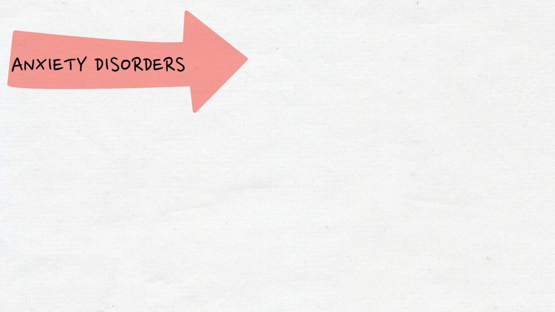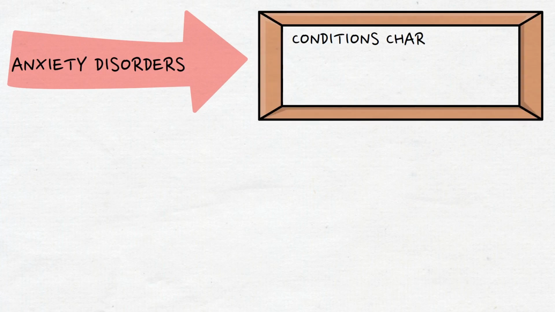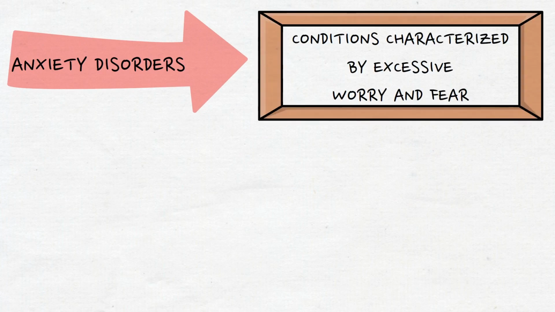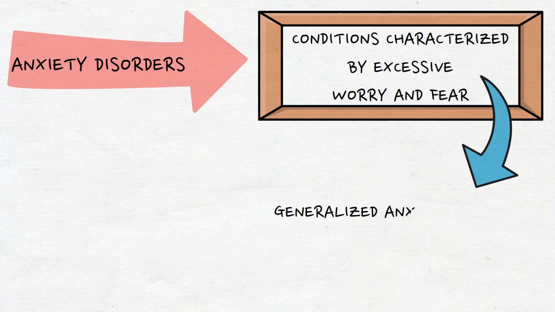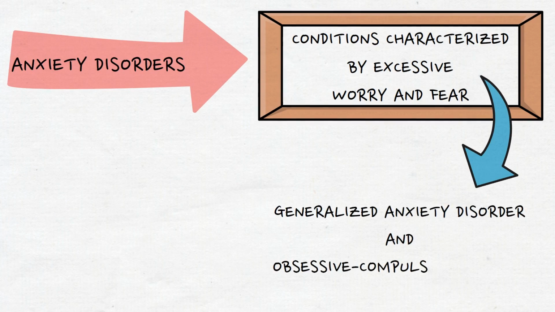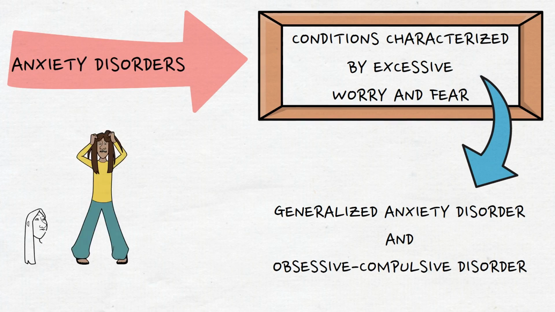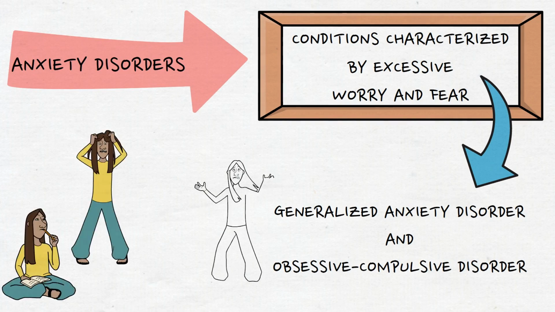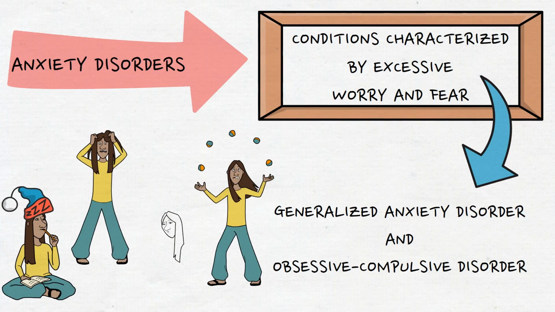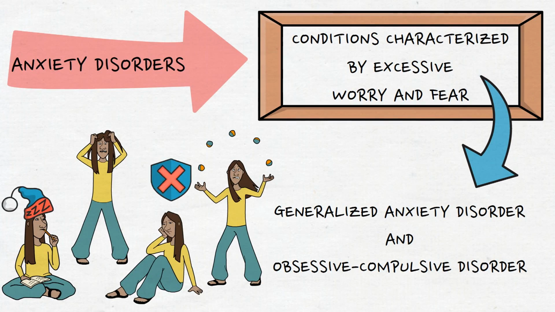Another type of psychological disability is anxiety disorders. These are conditions characterized by excessive worry and fear, such as generalized anxiety disorder and obsessive-compulsive disorder. People with anxiety may experience panic attacks, have trouble controlling their worries, struggle to focus, suffer from insomnia, have unwelcome thoughts, and feel irritable.